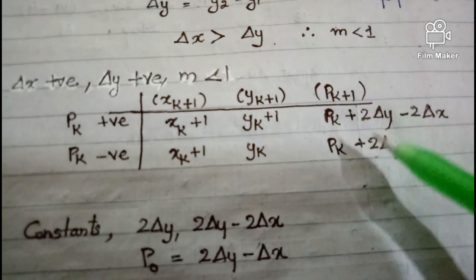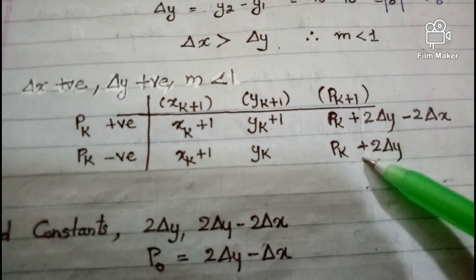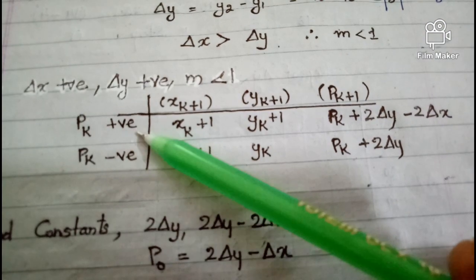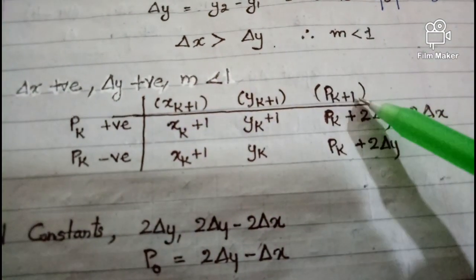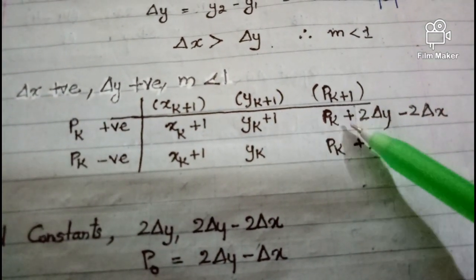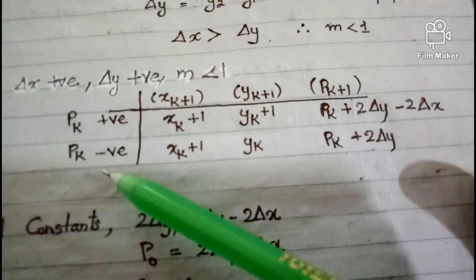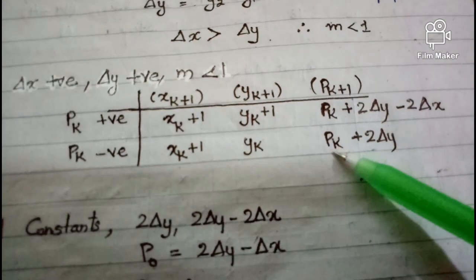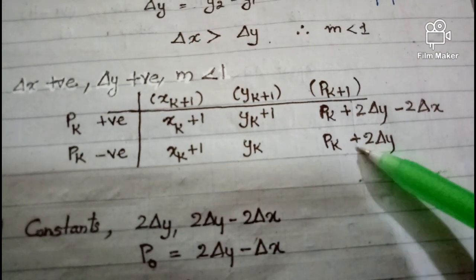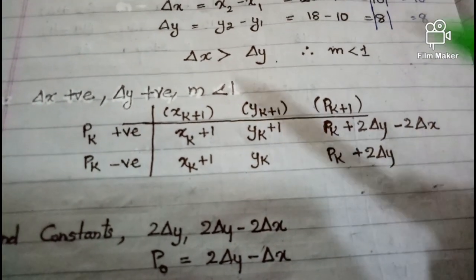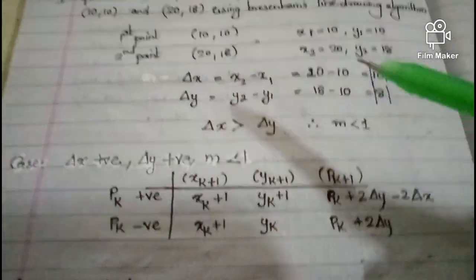Now what about the pk plus 1 values? As per the algorithm, if pk is positive, pk plus 1 will be pk plus 2 delta y minus 2 delta x, and if pk is negative, pk plus 1 is pk plus 2 delta y. So this is the order in which you have to do the calculations.